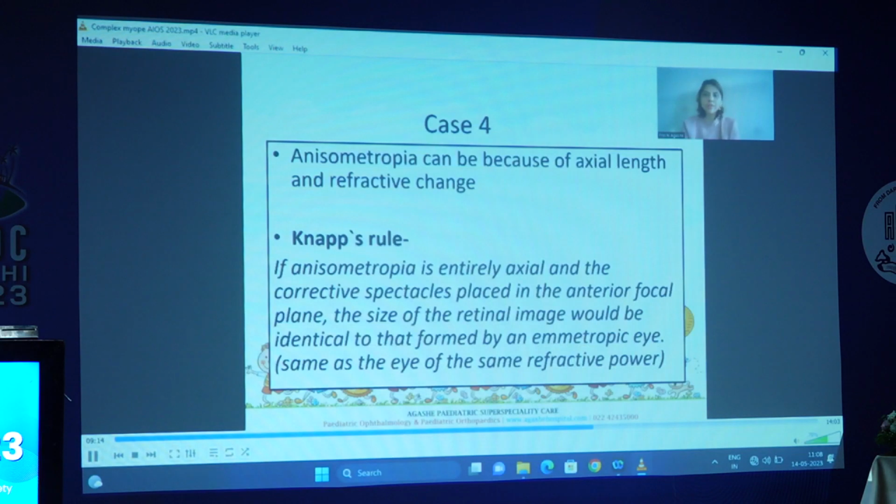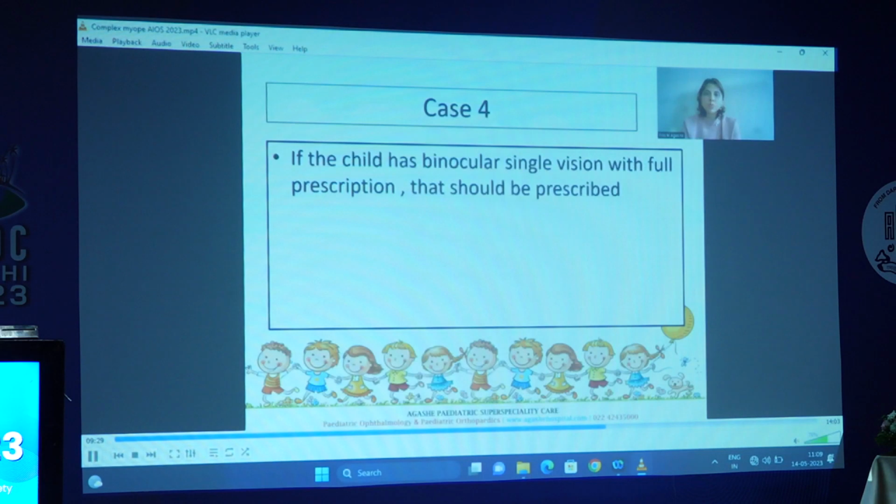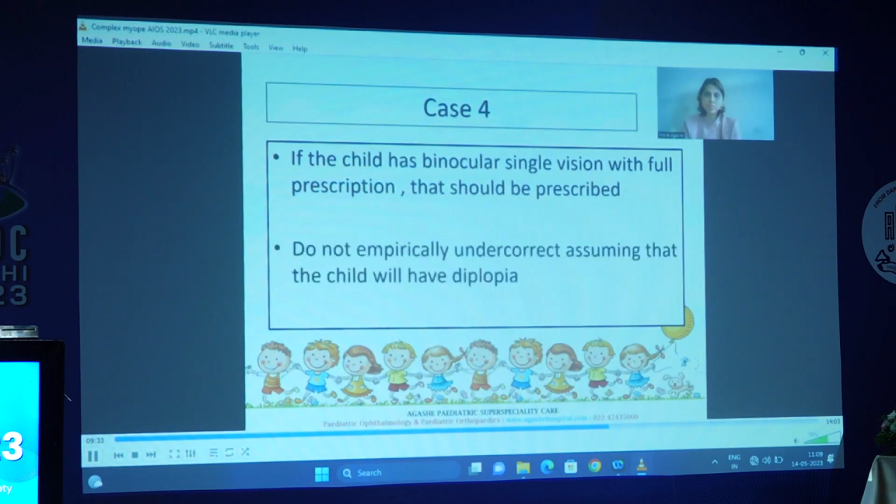Knapp's rule: if anisometropia is entirely axial and the corrective spectacles are placed in the anterior focal plane, the size of the retinal image would be identical to that formed by an emmetropic eye, that is, an eye of the same refractive power. So, if the child has binocular single vision with full prescription, that should be prescribed. Do not empirically undercorrect, assuming that the child will have diplopia.